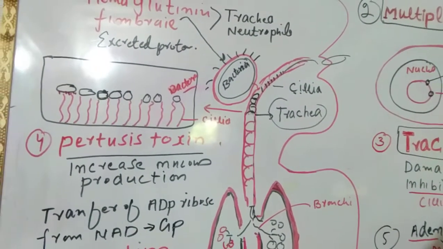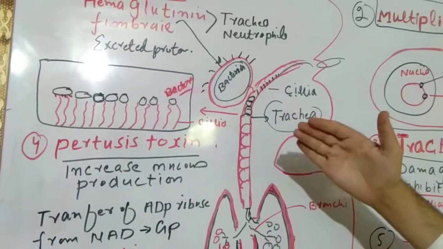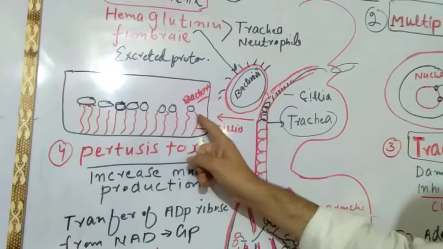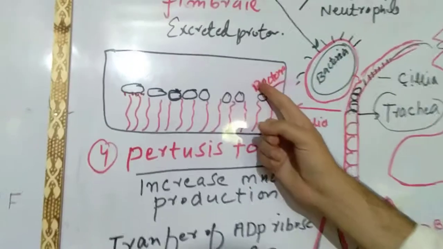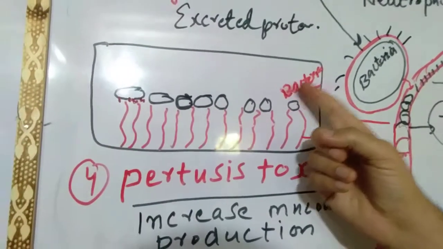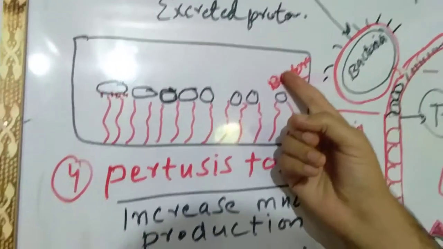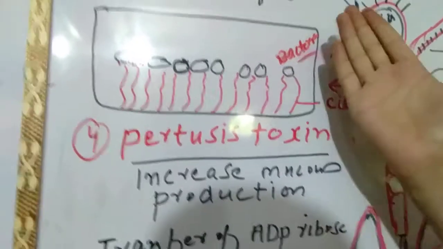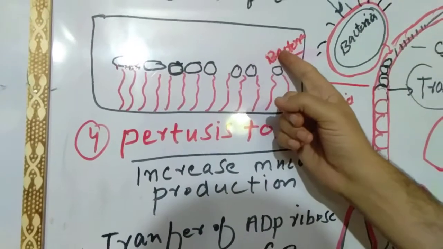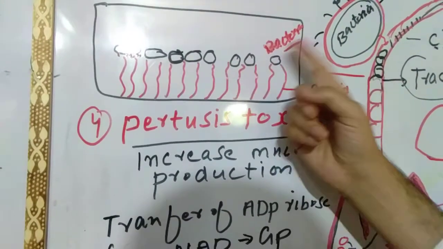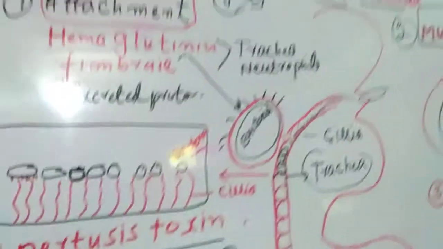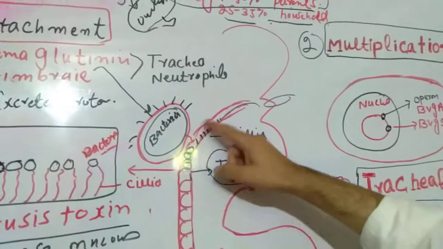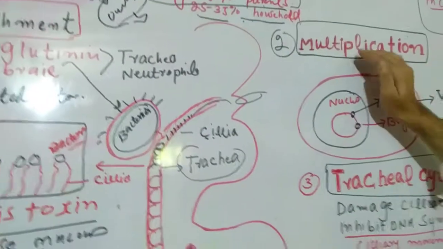Now if I take this picture and draw here, this is the tracheal ciliated cell. The bacteria first come and attach to the ciliated cell through hemagglutinin fimbriae. And what happens when the bacteria attach to the human ciliated cell? The next step is multiplication. When the bacteria come and attach to this cilia, the next step is multiplication.